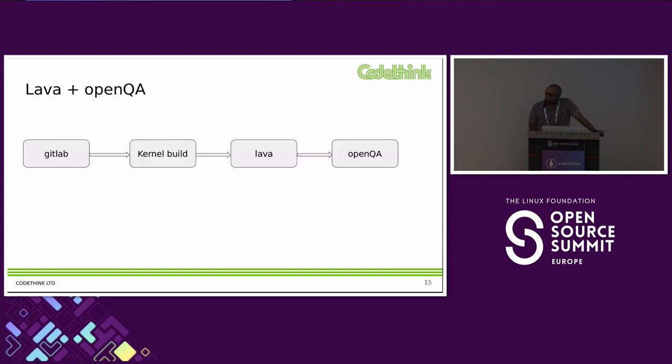So this is what we are now doing. GitLab builds the kernel, and then a job triggers the test in Lava using Lava CLI. Lava then downloads the kernel, boots the hardware, and executes a script to trigger the OpenQA test.